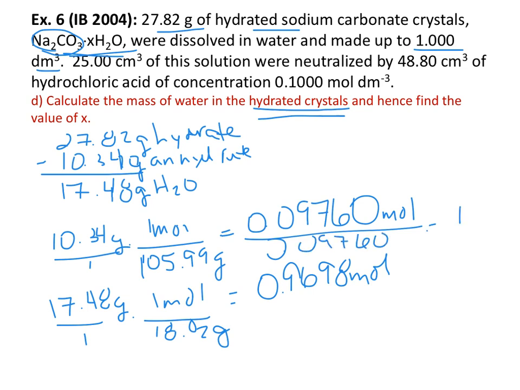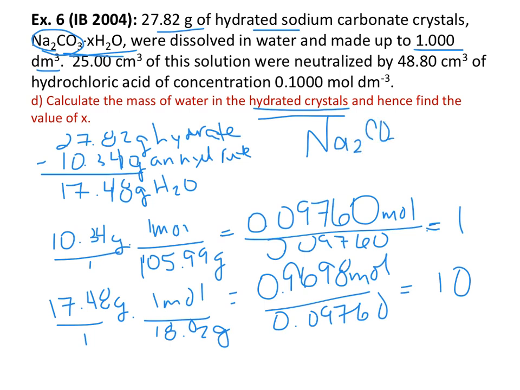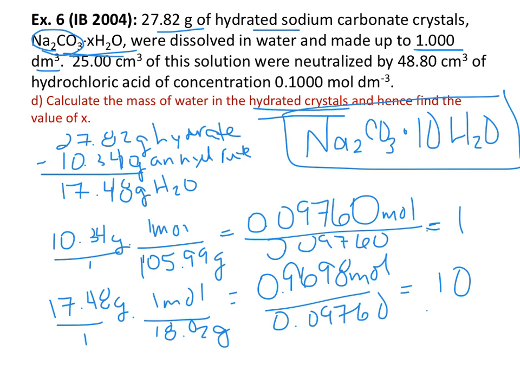0.09760. Something divided by itself is, of course, 1, which is most common to get 1 anhydrate. And then divide 0.96 by 0.09. And we actually get a multiplier of 10. It's a pretty big hydration number, actually. So then the formula in the end would be Na2CO3 attached to 10 water molecules. So it says find the value of X. You could say that X equals 10. We did it.